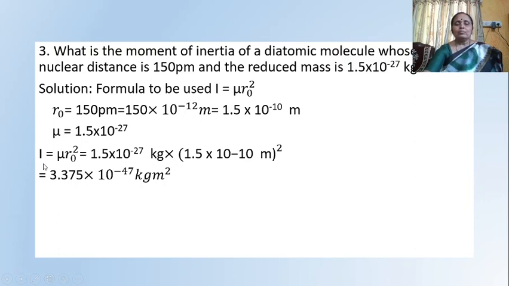So now moment of inertia I is equal to mu r naught square will be given when I substitute the values and further simplify. This is 10 raised to minus 10, students. It will be 3.375 into 10 raised to minus 47 kg meter square. Now let us go on to the next one.